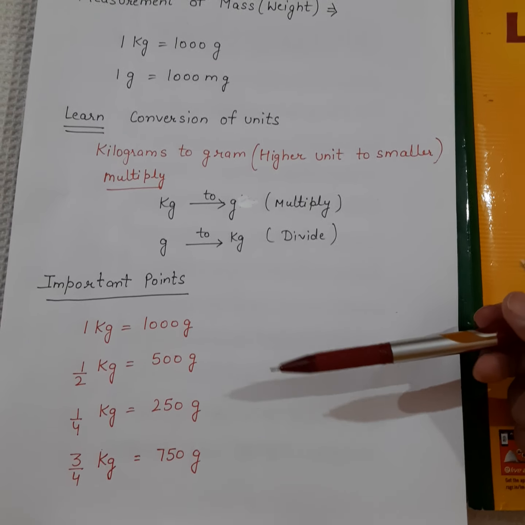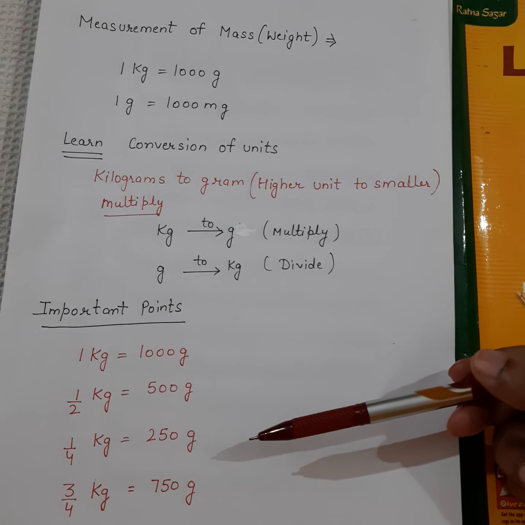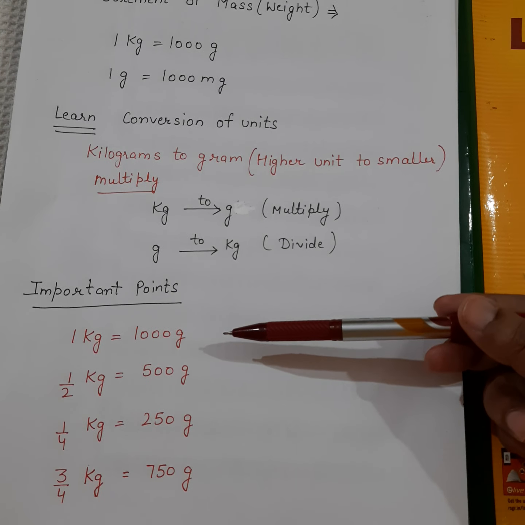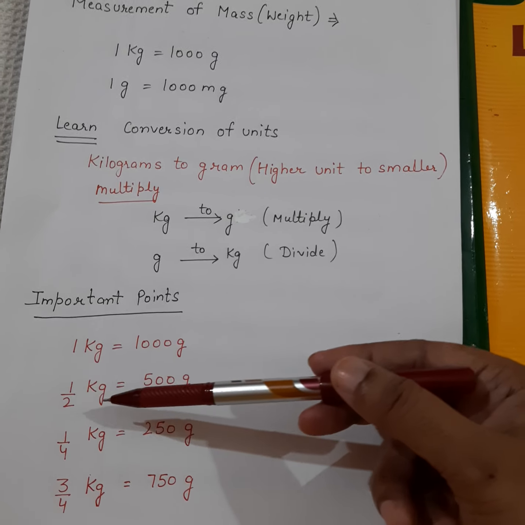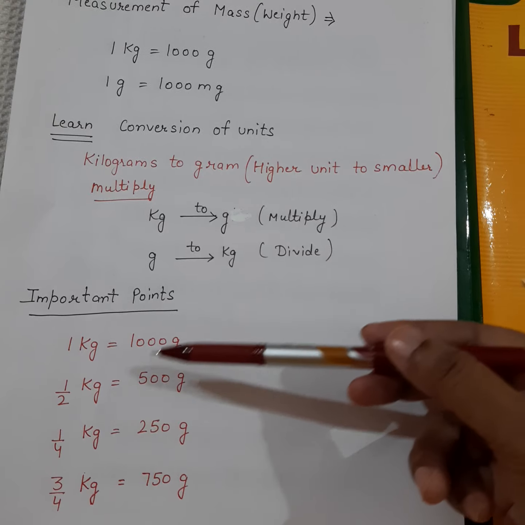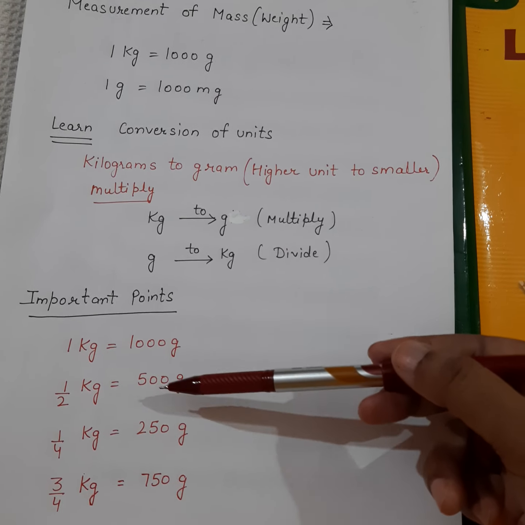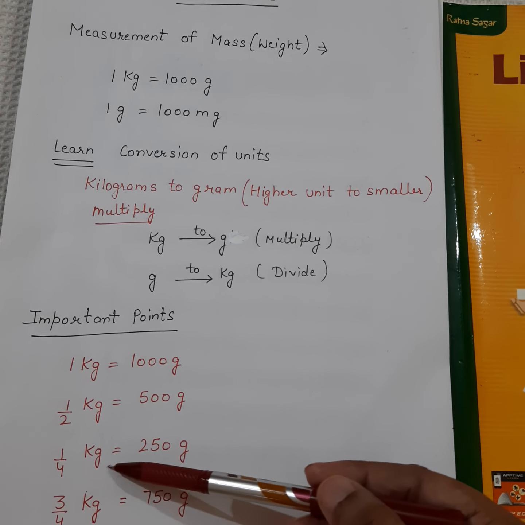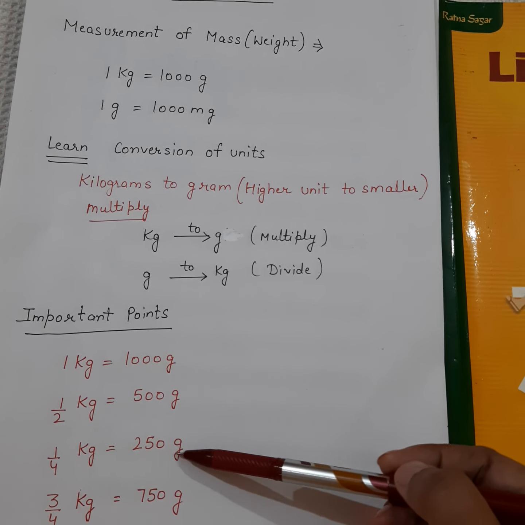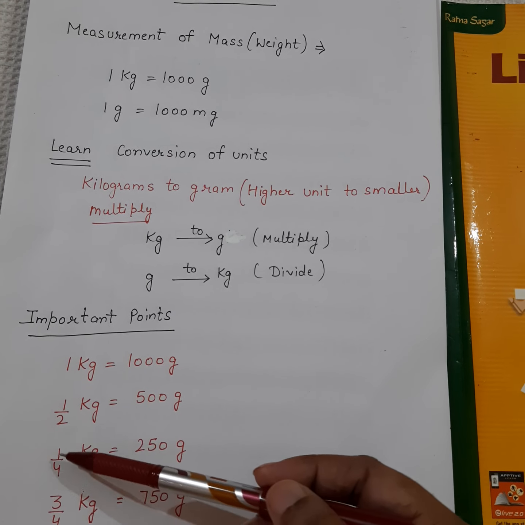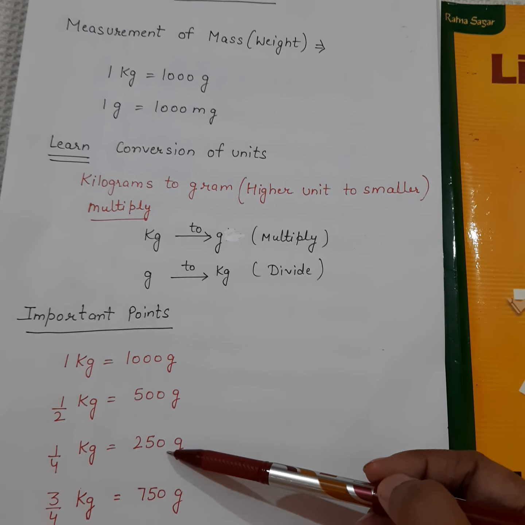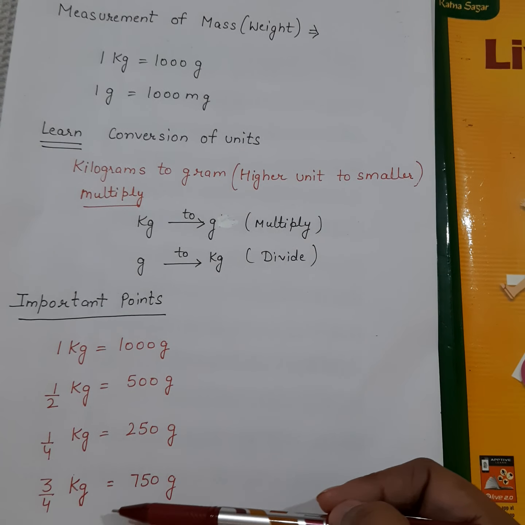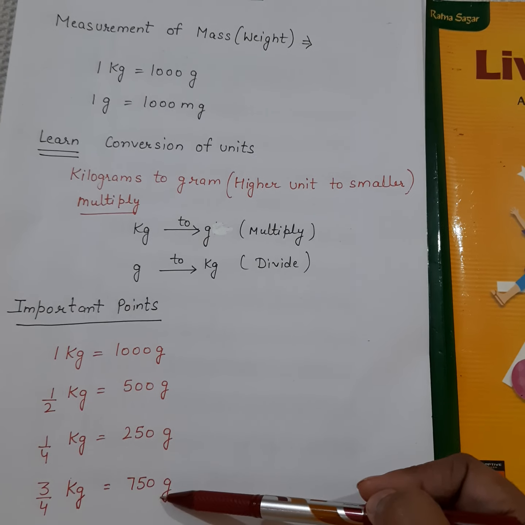Now the important points which we have to use in the exercise. First, in 1 kg there are 1000 gram, so 1 kg is equal to 1000 gram. Then in half kg, 1 upon 2 kg, how many gram will come? 500 gram, meaning half of 1000. Now if 1 upon 4 kg comes, what value will we keep? 250 gram. So always keep in mind that 1 upon 4 kg is equal to 250 gram. Same, if 3 upon 4 kg comes, the value will be 750 gram.